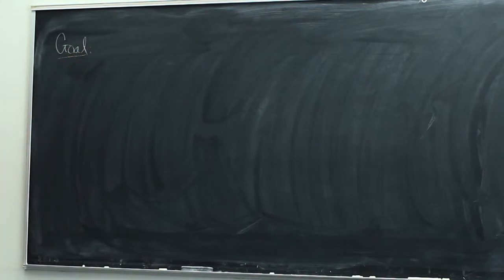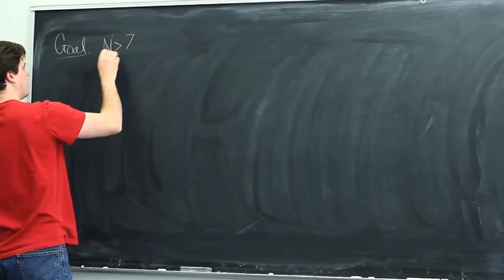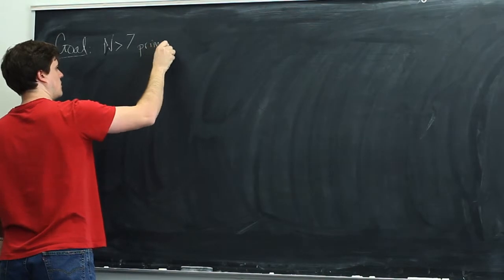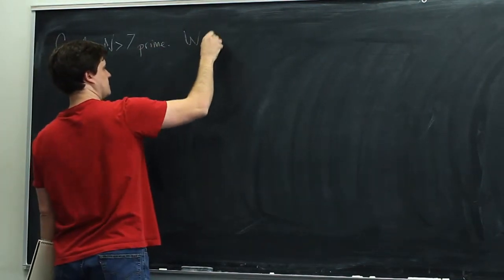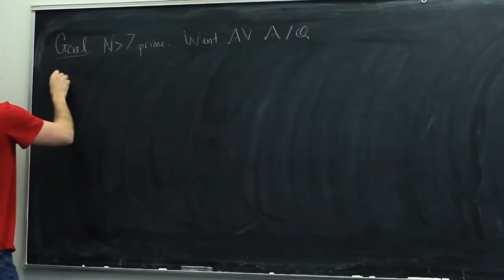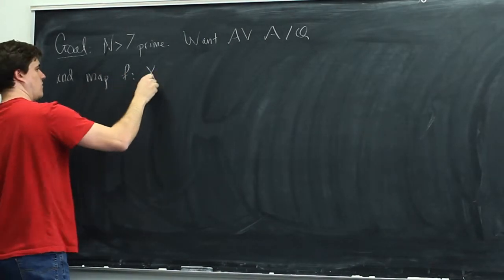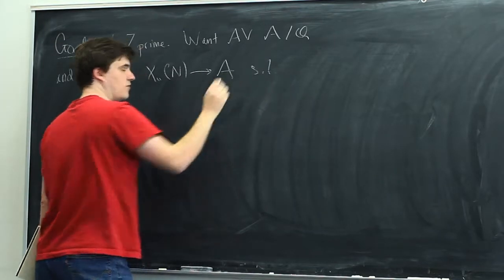Given what we did last time, our goal now: we have a prime number n greater than 7. Remember, we want to find an abelian variety A and a map from X_0(n) to A such that 4 conditions hold.